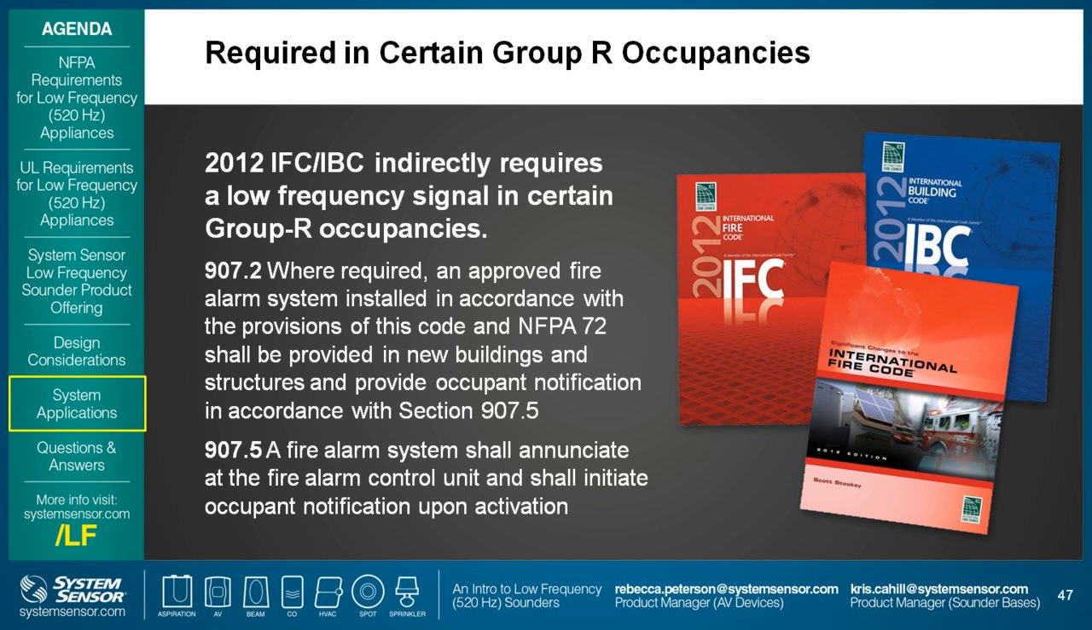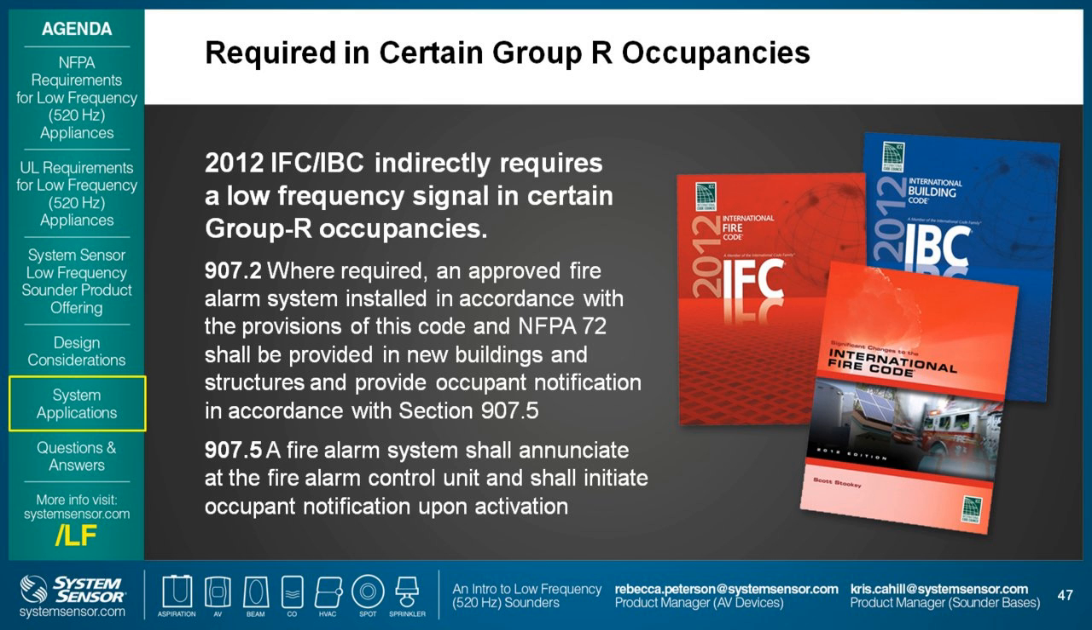And both the International Fire Code and International Building Code require a low-frequency signal in certain Group R occupancies. Looking at Section 907.2, it requires a fire alarm system in new buildings. Remember that the basic purpose of a fire alarm system is to alert all occupants in the building. In accordance with NFPA 72, they must provide occupant notification in both common and tenant spaces. As an example, common spaces like corridors, lobbies, or meeting rooms within hotels. Tenant spaces can be apartment rooms, college, university, dorm rooms.